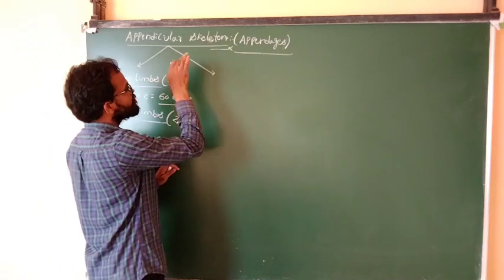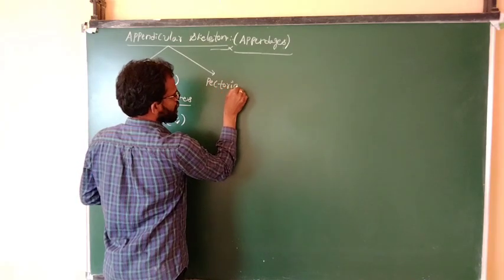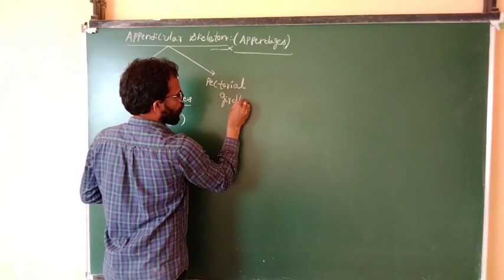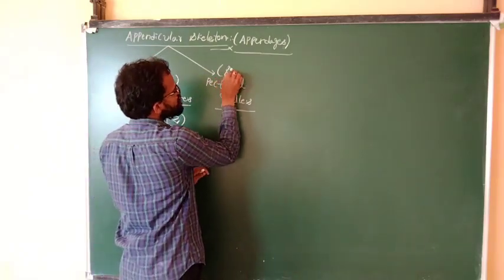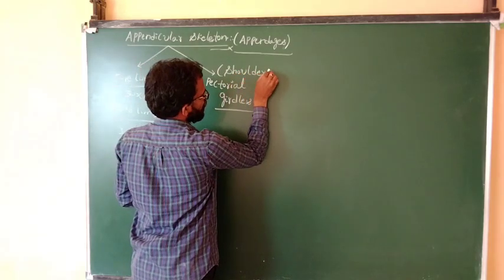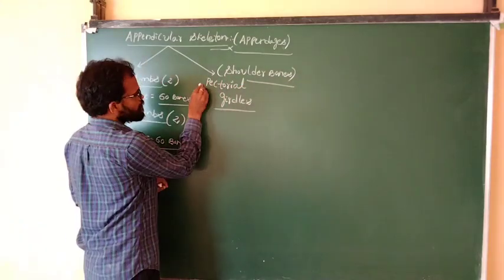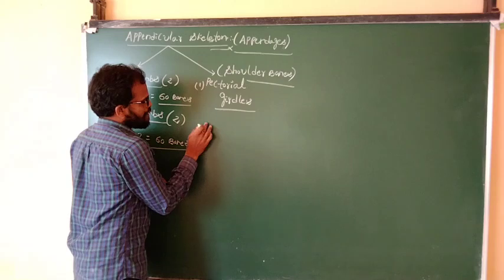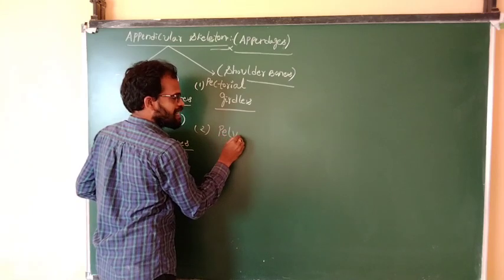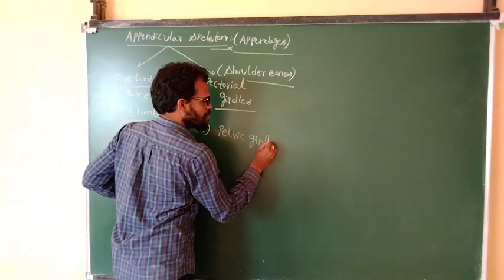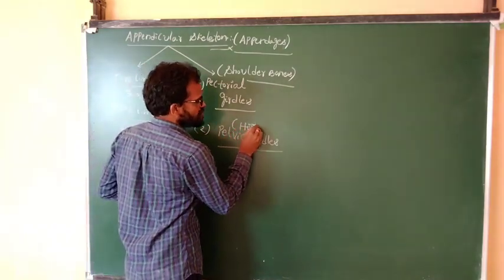Next, the second part of the appendicular skeleton is known as the pectoral girdles. Pectoral girdles are nothing but shoulder bones. The second one is the pelvic girdles. Pelvic girdles means hip bones.